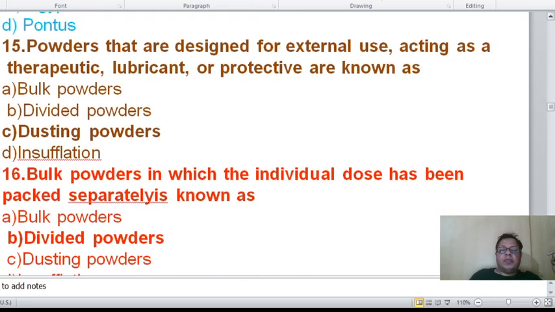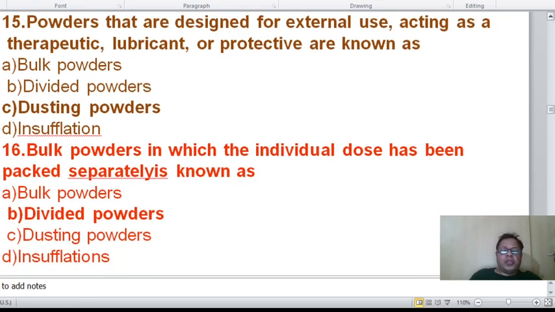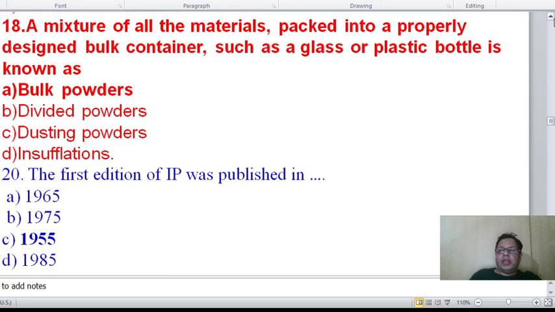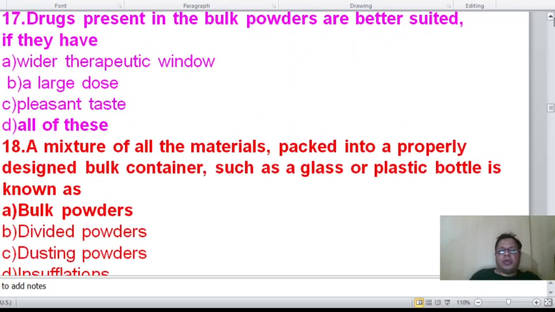Question number 16, the bulk powder in which the individual dose has been packed separately is known as divided powder. Since it is packed separately, it is a divided powder, again a kind of powder dosage form. Now let's move ahead with question number 17, which asks about the drugs in bulk powder. They are better suited if they have a wider therapeutic window, large dose because it's bulky, and pleasant taste because it is a high quantity. So option D is the right option for question number 17.